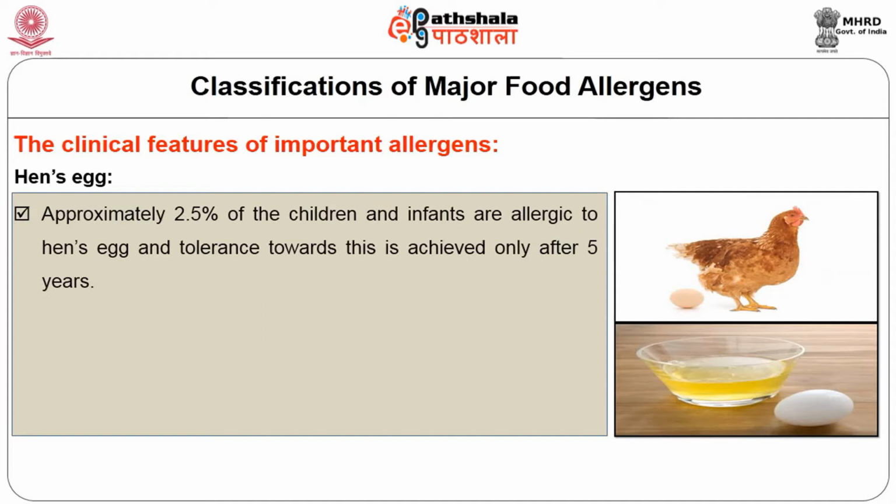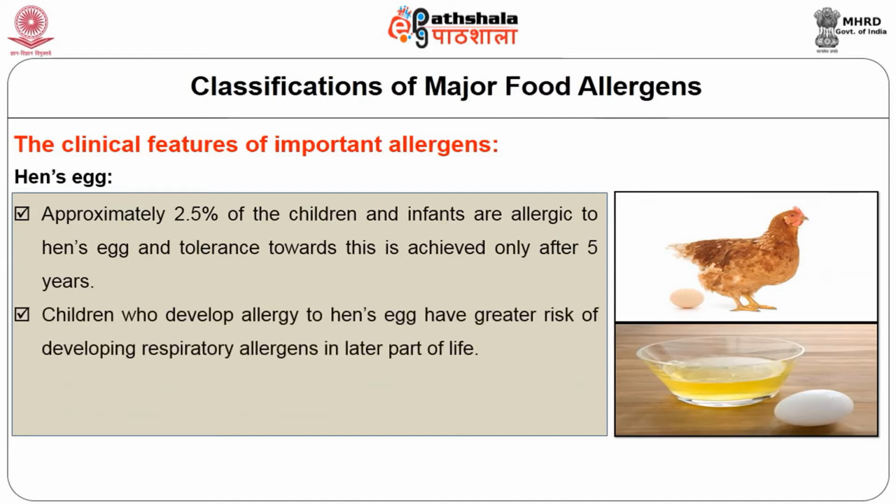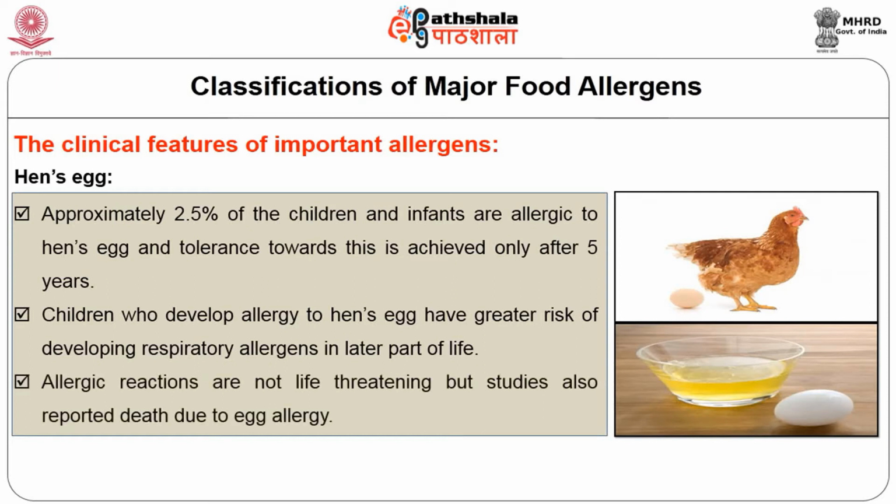The protein which is responsible for allergic reaction in hen's egg is found in the egg white. Children who develop this kind of allergy to hen's egg have a greater risk of developing respiratory allergies in later part of life. Allergic reactions are not life-threatening, but studies have also reported death due to egg allergy. Among egg processing workers, sensitization occurs by the inhalant route.